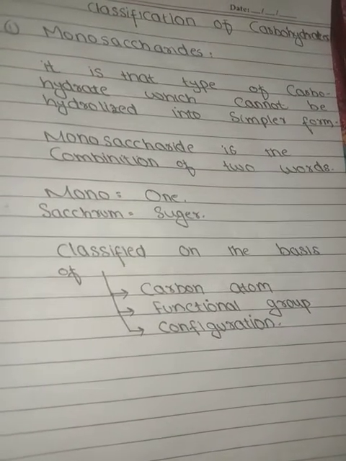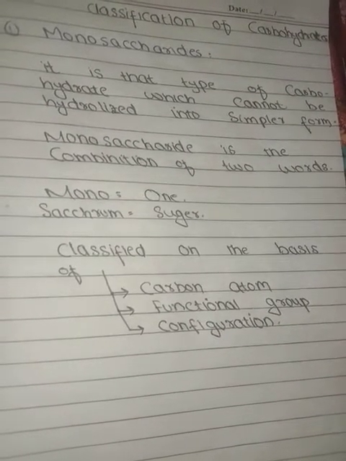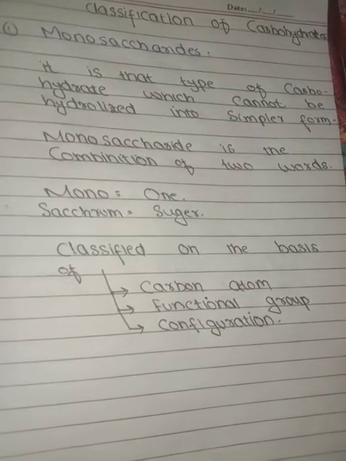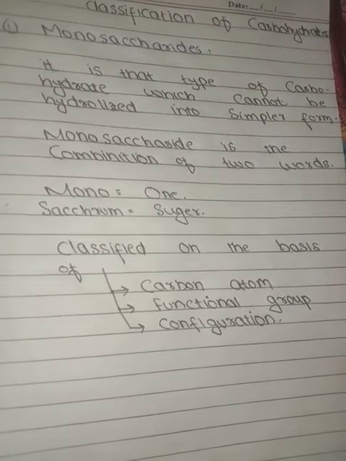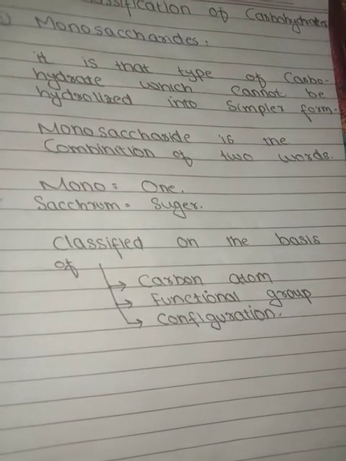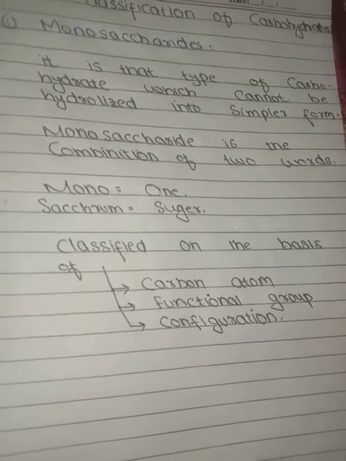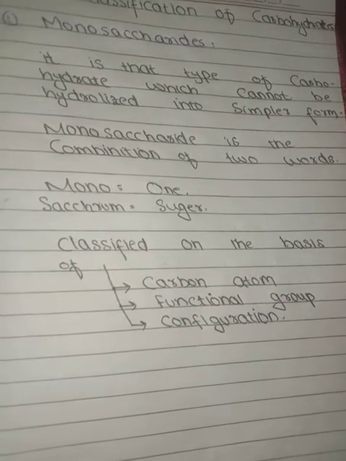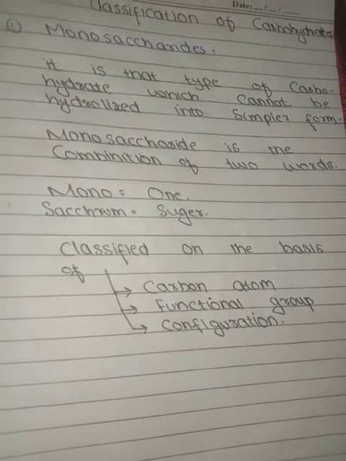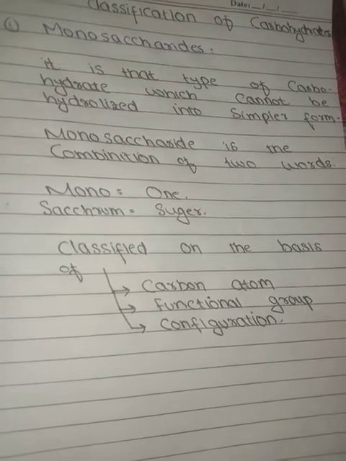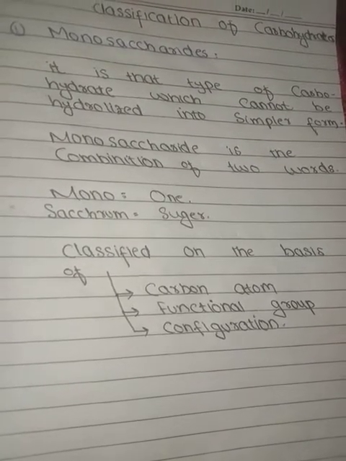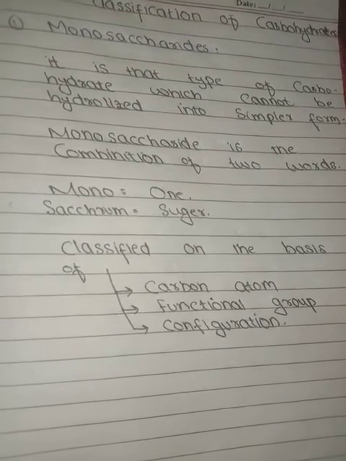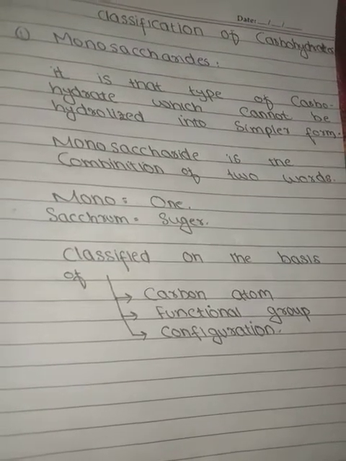It means that a monosaccharide which contains 3 carbon atoms is known as glyceraldehyde or also trioses. If it contains 4 carbon atoms, it is known as tetroses, which are erythrose and threose. If it contains 5 carbon atoms, it contains riboses, arabinoses, xyloses and lyxoses.